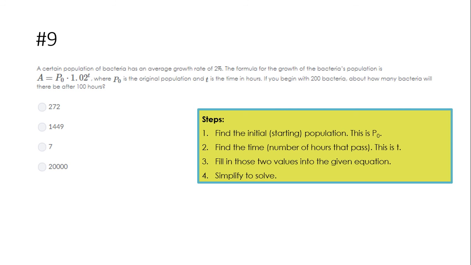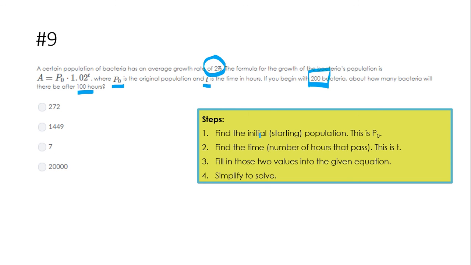Number 9, a certain population of bacteria has an average growth rate of 2%. The formula for growth of the bacteria population is A equals P sub 0 times 1.02 to the T. It tells me that P sub 0 is the original population and T is the time in hours. It tells me if I begin with 200 bacteria, about how many bacteria will there be after 100 hours?